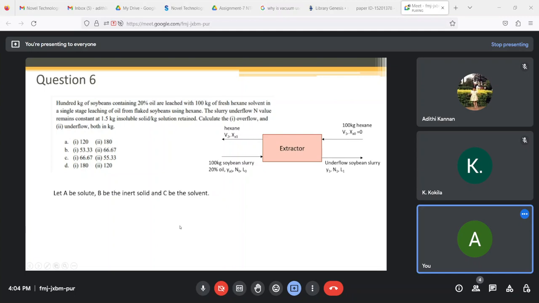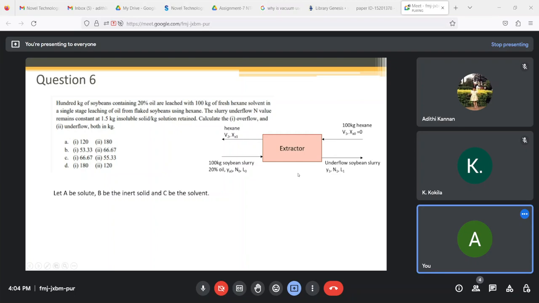Let's consider A as the solute, which is the oil, B as the inert solid. That will be your meal, or whatever is apart from oil will be your inert solid. That will include the rest of the meal, your proteins, your water, your carbohydrates, or any other components present apart from oil, which will be considered as your inert solid. And C will be the solvent, that is the hexane. So let's say A is solute oil, B is inert solids, and C is the solvent.